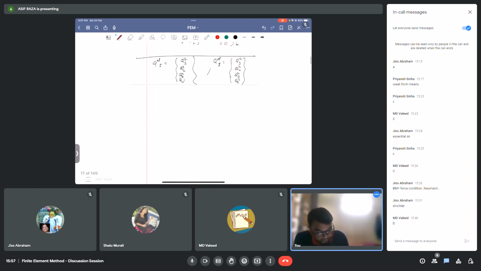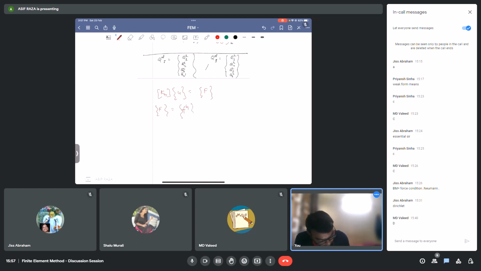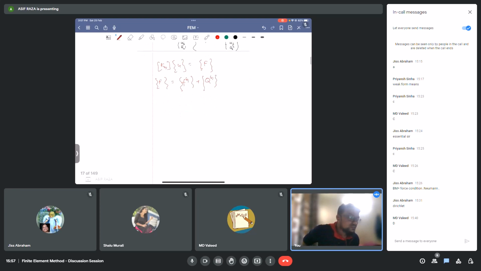now assembly will be what? Kg times degree of freedom U equals force. So F is F global plus Q global. Okay, where F is due to my distributed load and Q is due to the point loads at the points itself, at the nodes itself.